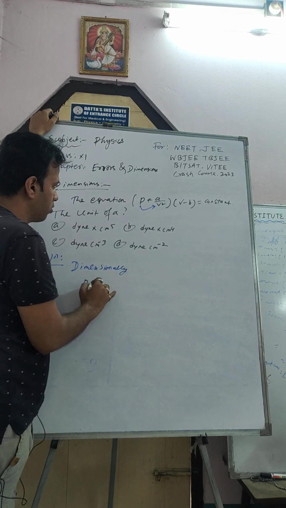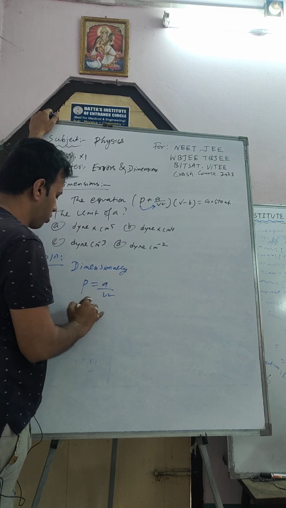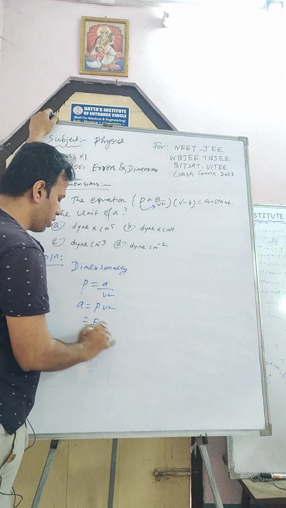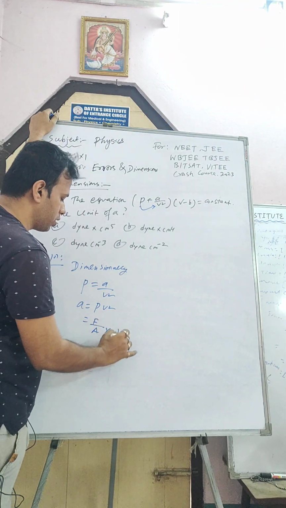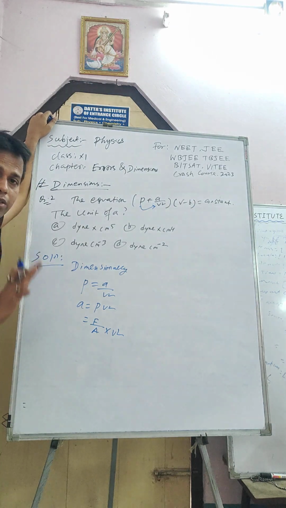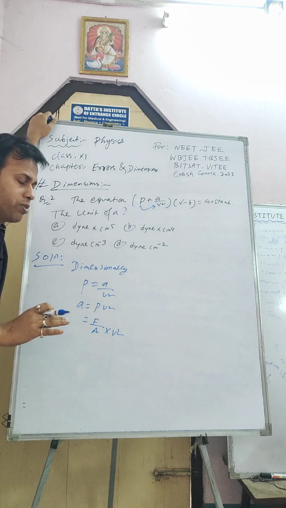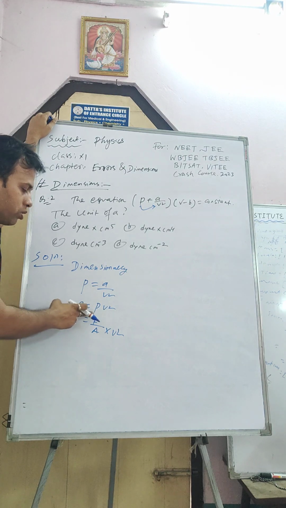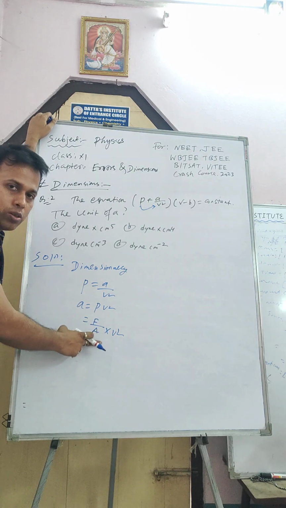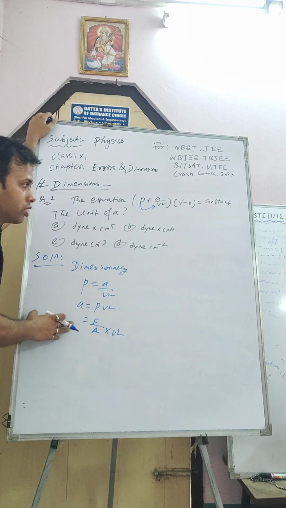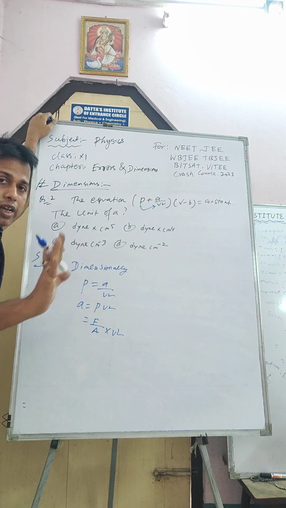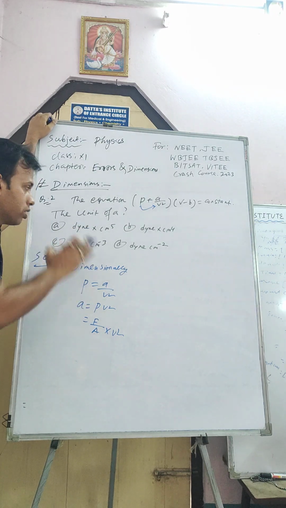So dimensionally P equals A by B square, so A equals P B square. P is force by area, and B is B square. Now here you have to find out the unit, not the dimension. If you had to find the dimension, I would put F as MLT minus 2, area as L square, and B as L cube. But you have to find the unit, in CGS form, not in SI unit.